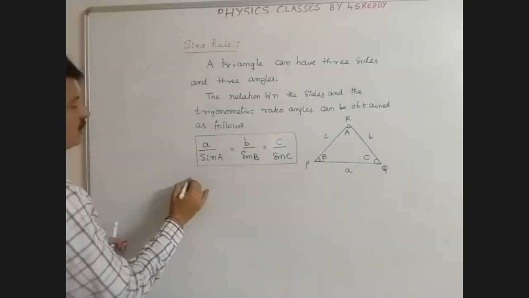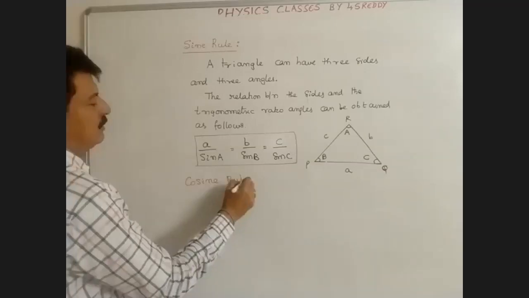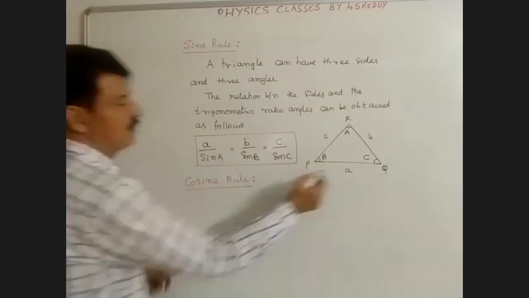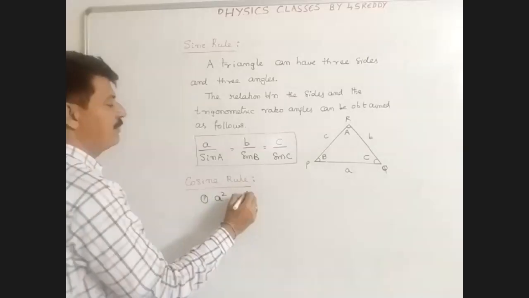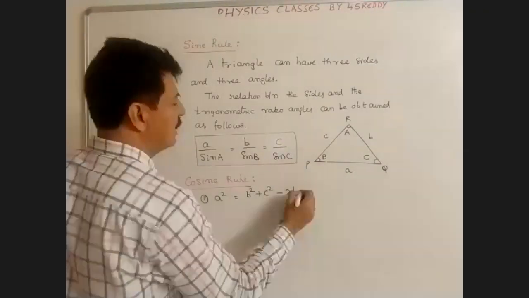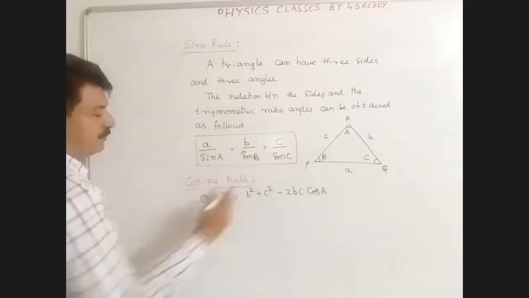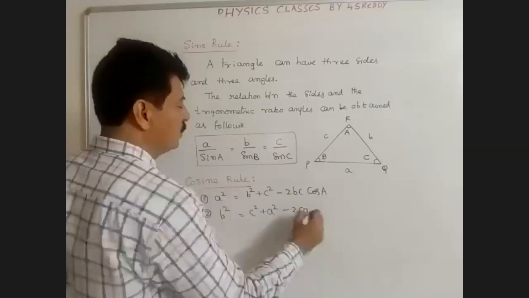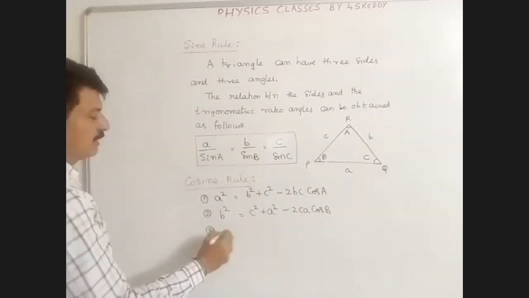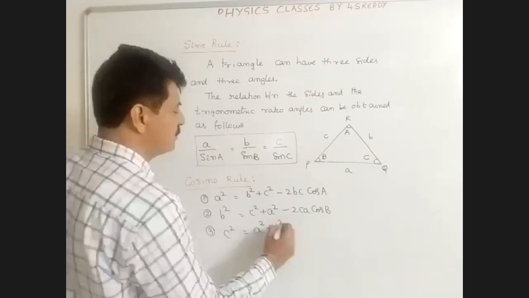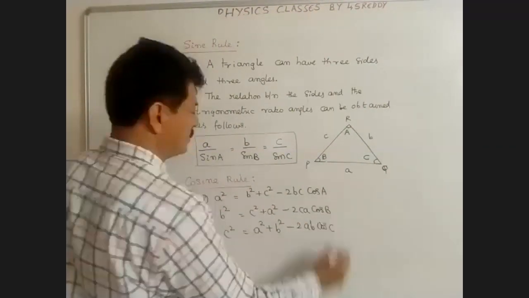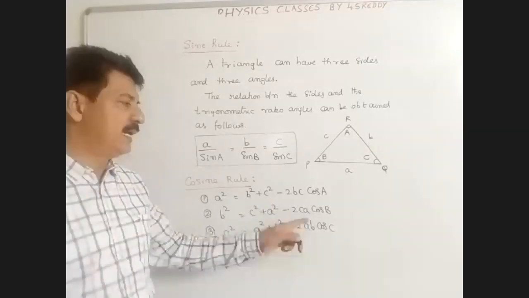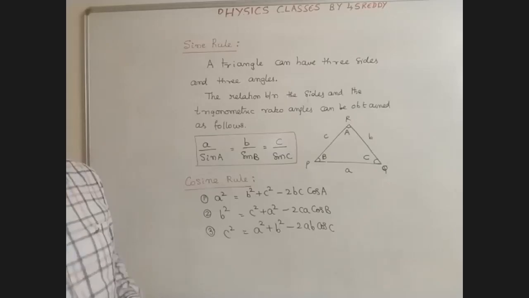The second one is the cosine rule. The other one to the sine rule is the cosine rule. There are three relations. If you want to find the side, a square can be written as b square plus c square minus 2bc cos A. Second one, b square is c square plus a square minus 2ca cos B. And third one, c square is a square plus b square minus 2ab cos C. If you know the sides a, b, c, you can easily calculate the angle A, B or C using these relations.